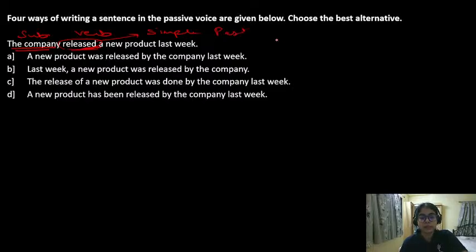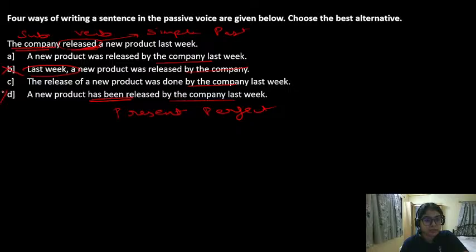So we will just place the company at last. Okay, they are placing the company at last. By the company last week. Okay, here they have written last week in the front, so that could be wrong. We can remove that. Okay, so let's see. A new product has been released is again present perfect, which we don't need right now, so it can be eliminated. The release of a new product was done by the company last week. Okay, now this is again focusing on the release, which is the verb.